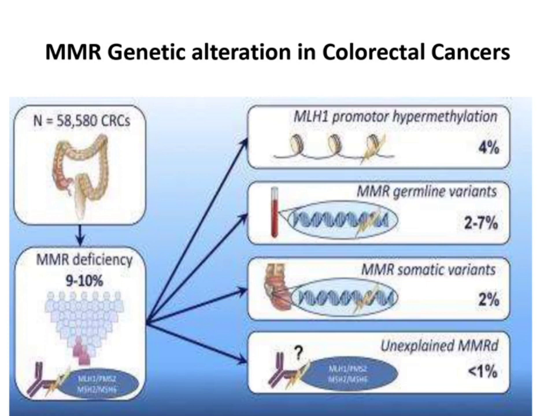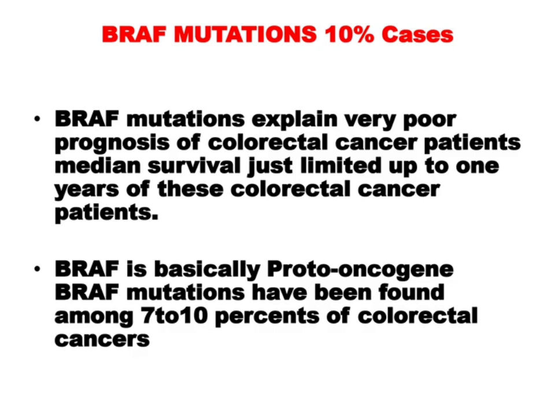Or mutations are there. During cell proliferation, if MMR has a mutation, as a result of DNA hypermethylation it leads to non-repair of base mismatches and leads to a worse outcome. For MMR genetic alterations in colorectal cancer, germline variants are 2 to 7% and somatic variants 2%. Overall, MMR deficiency is seen in 9 to 10% of colorectal cancer cases.